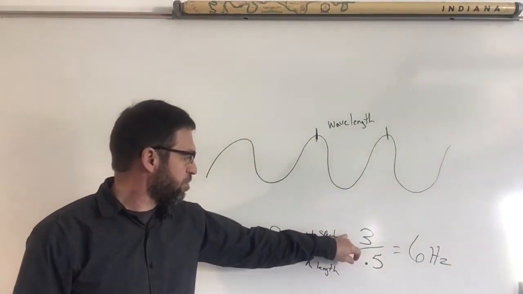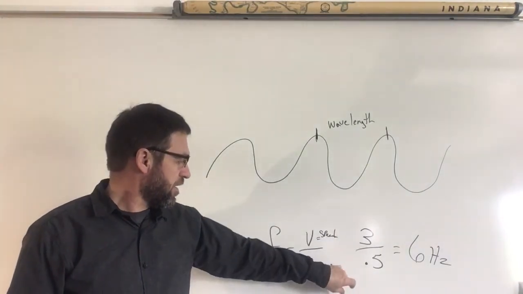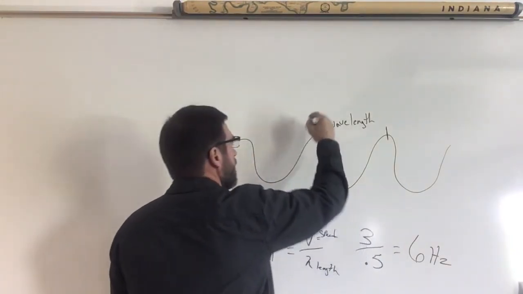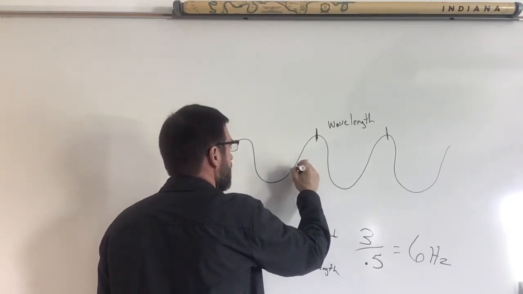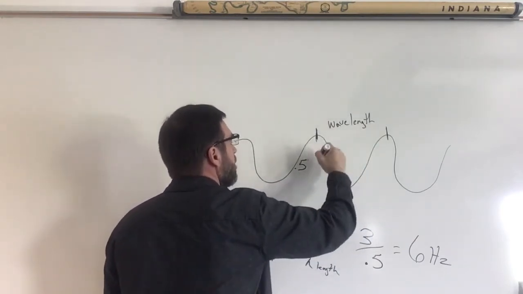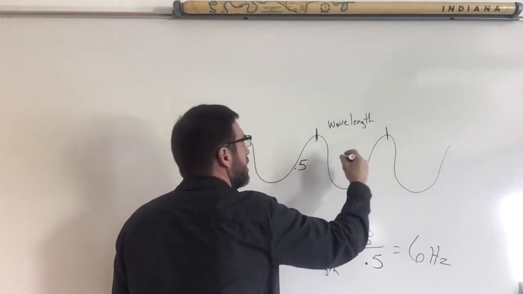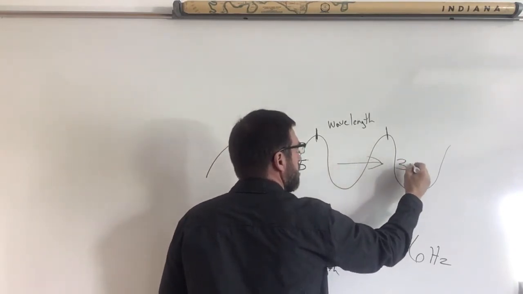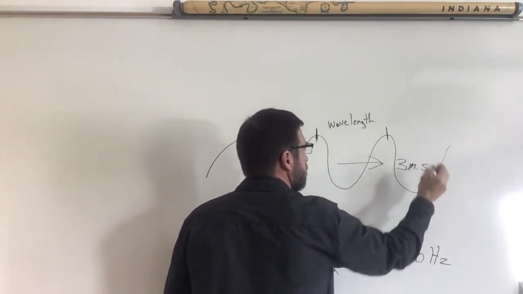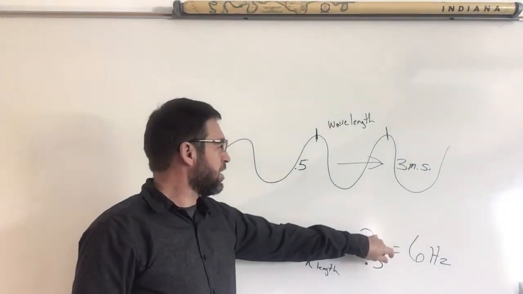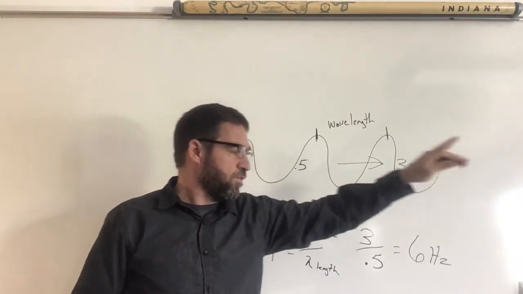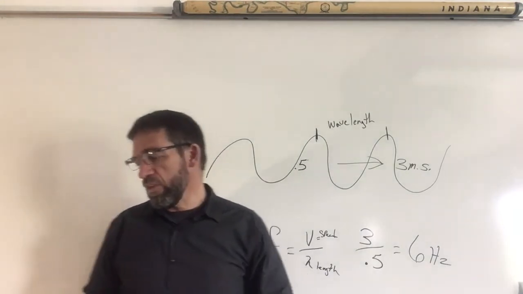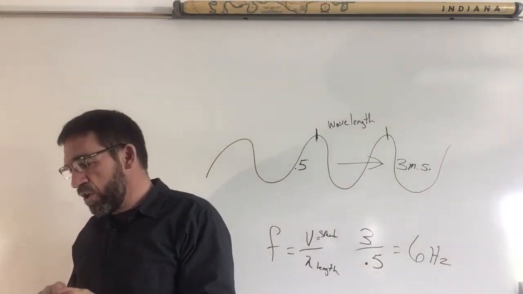Your speed is 3 meters per second, and the length is 0.5. So the wave is traveling, going up and down 0.5, and the speed that it's going is 3 meters per second. The rope is going 3 meters per second, and it's going up and down 0.5. You'll get to figure more of those as you go along.